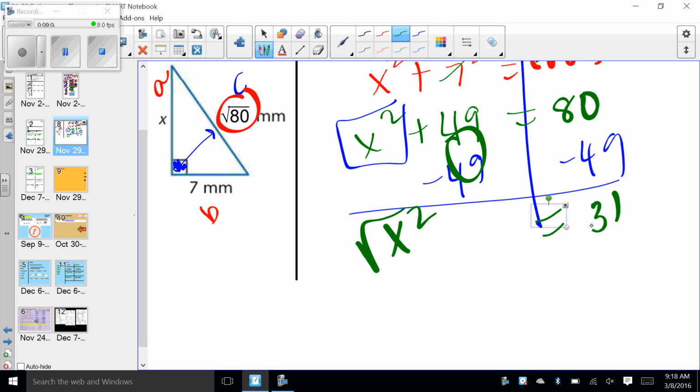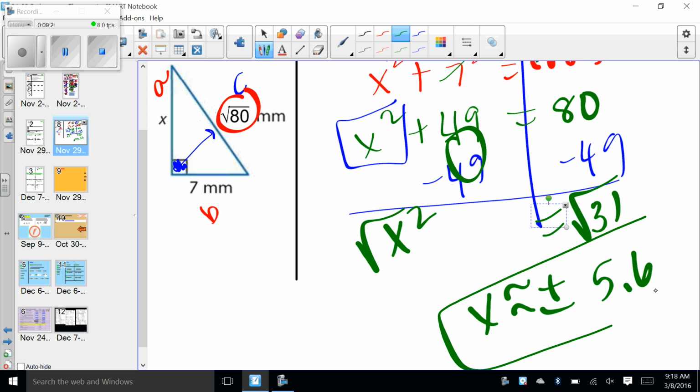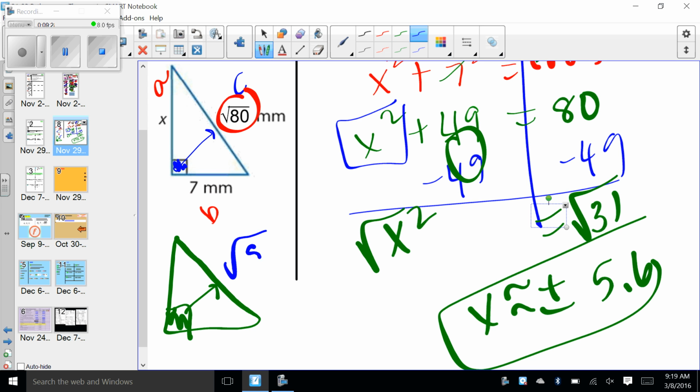Solving for that, we take the square root. We get x is approximately equal to plus or minus the square root of 31, which is 5.6. So now if I go back to the original triangle that was given, we had this right angle symbol here. The hypotenuse was the square root of 80, which is sort of a weird side length, but we had to square that to get rid of it. We knew that this was 7 millimeters, and the unknown in this particular problem was this. I just solved it, and I got 5.6. So my height there would be 5.6.